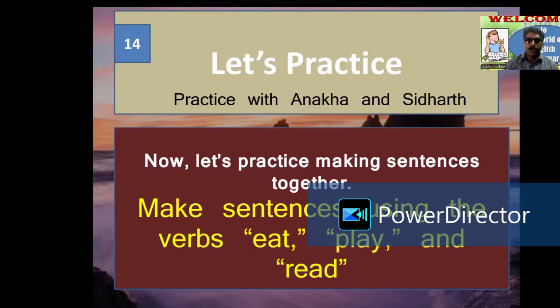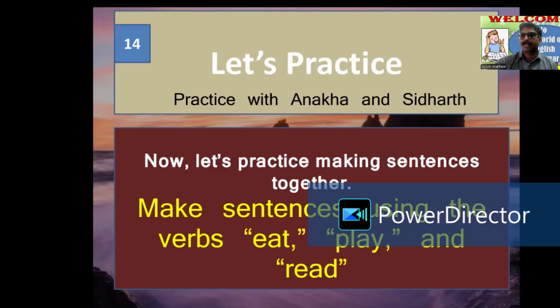Did you finish your writing? All the students respond to the teacher, yes, sir, we finished. Then Anaha, please read the sentence using the verb eat with he. Anaha types the sentence in the chat box and reads the sentence. Anaha reads the sentence as, he eats breakfast every morning.